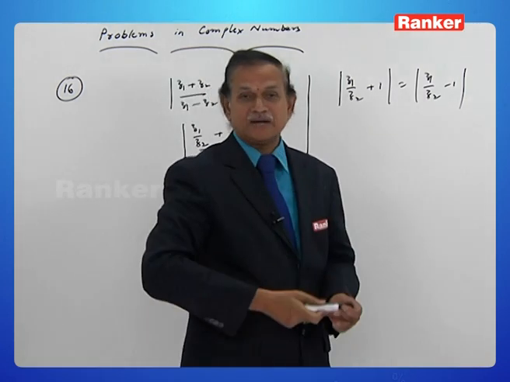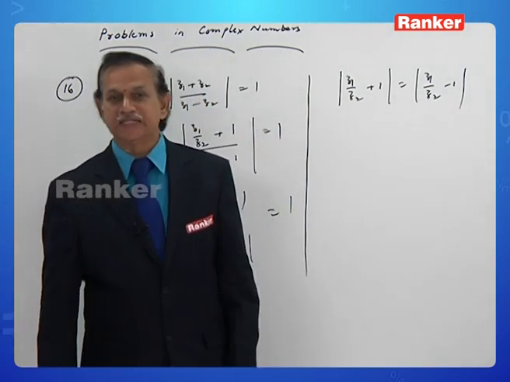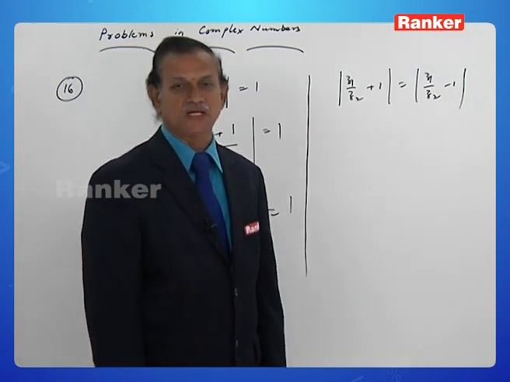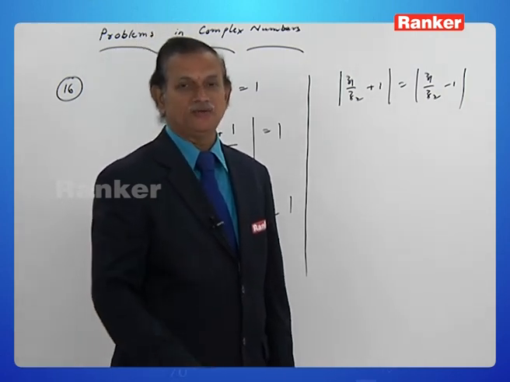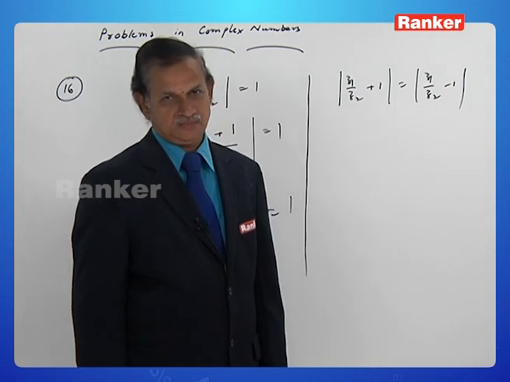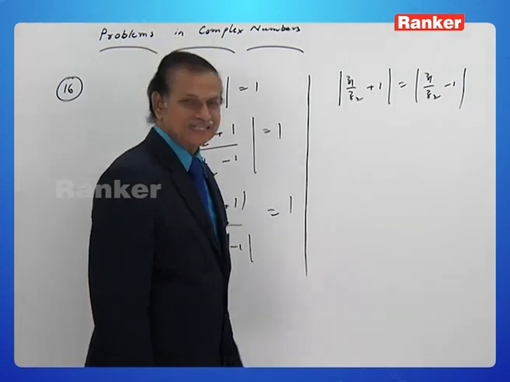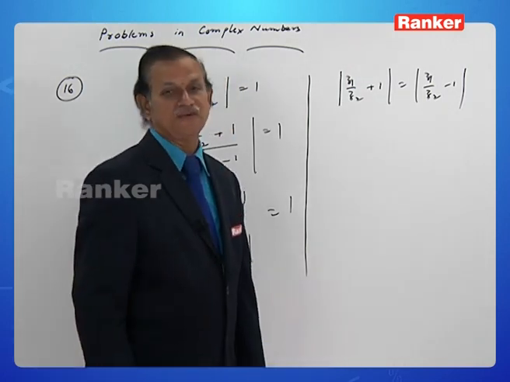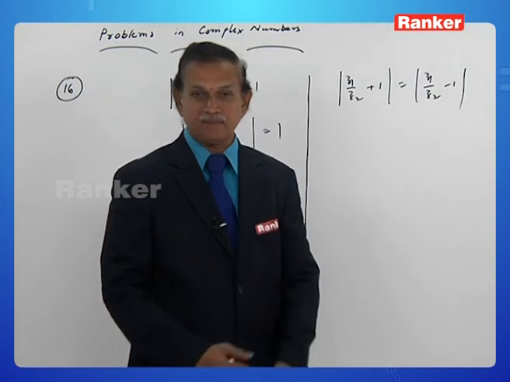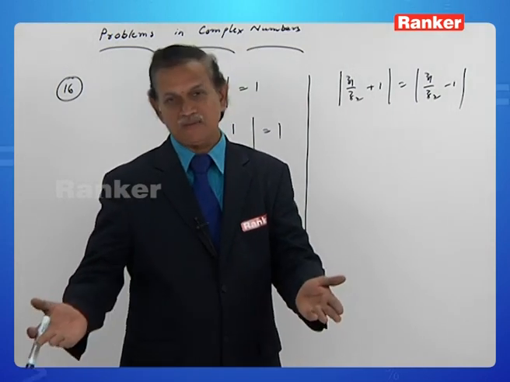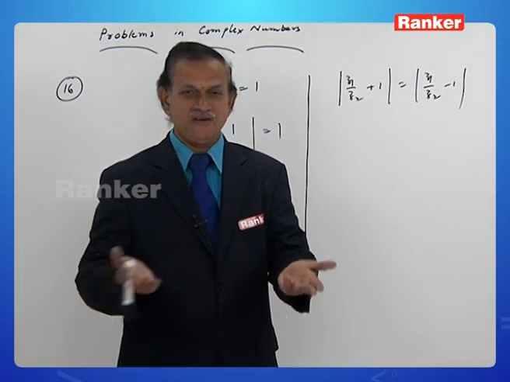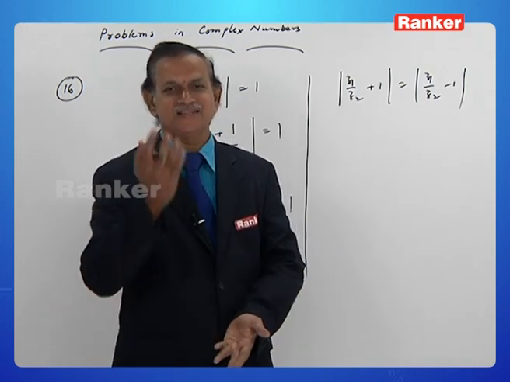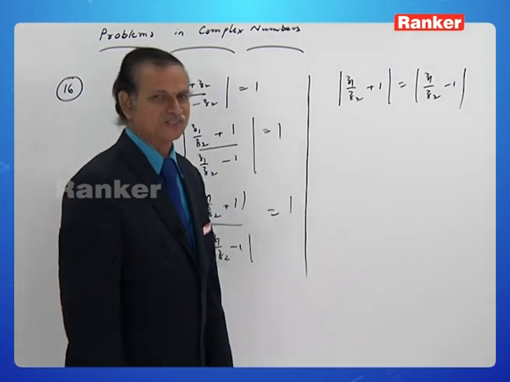If |Z + A| = |Z − A|, then the locus of Z is the perpendicular bisector of the line segment joining the points (A, 0) and (−A, 0). According to that, if you consider Z1/Z2 as some Z, then |Z + 1| = |Z − 1|. So Z lies on the perpendicular bisector of the segment joining (1, 0) and (−1, 0). They lie on the x-axis, and the perpendicular bisector is just the y-axis. Therefore, Z lies on the y-axis.